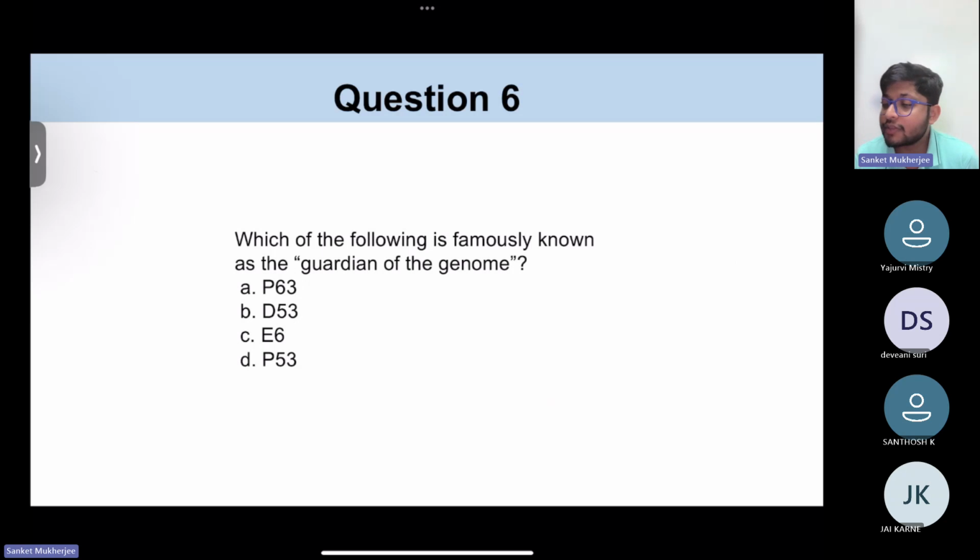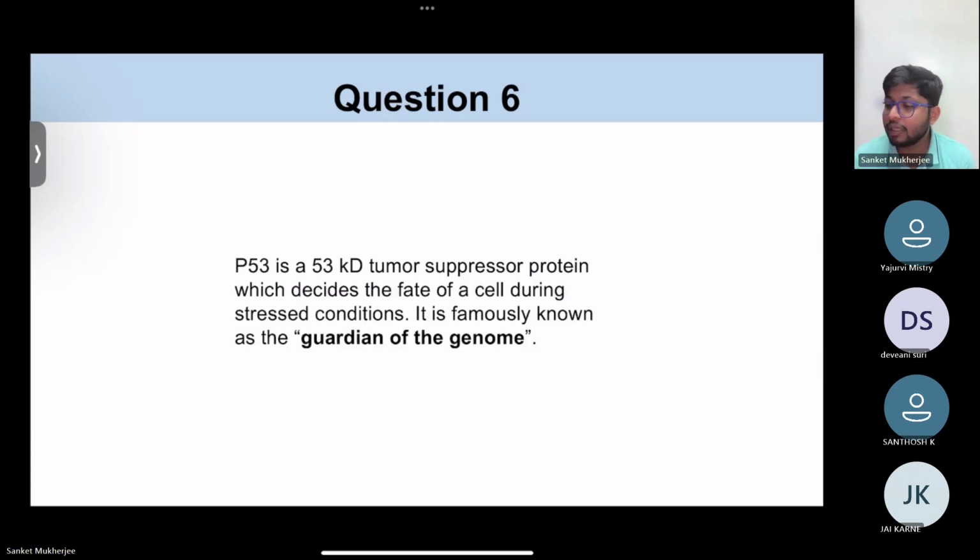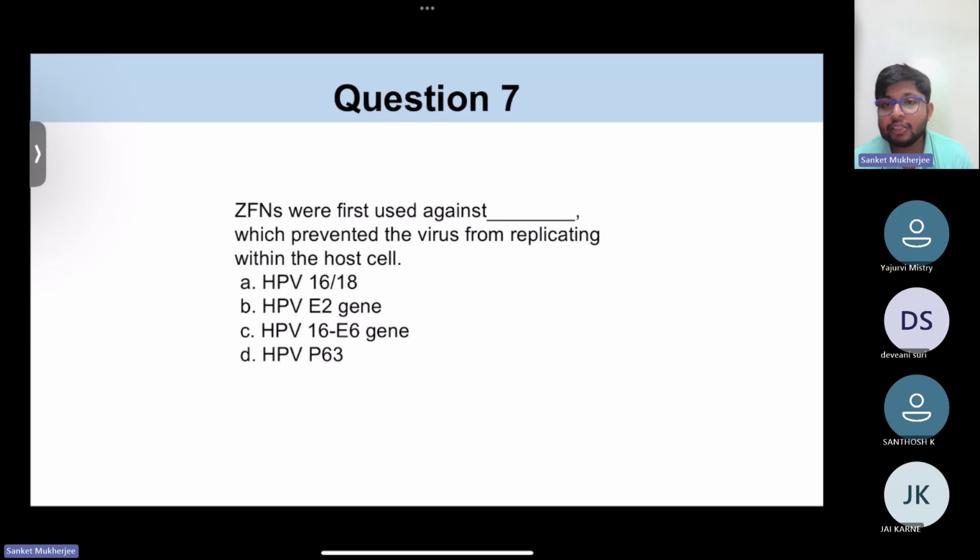Which of the following is famously known as the guardian of the genome? Is it P63, D53, E6, or P53? P53. Yes, it's a very important tumor suppressor gene. It's called the guardian of the genome. It's a 53 kilodalton protein.